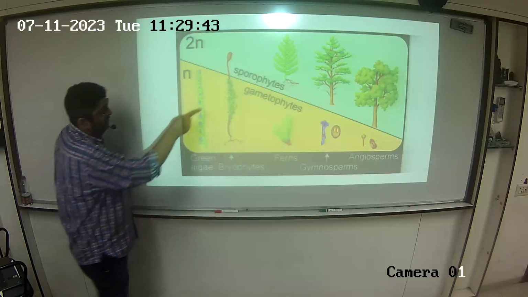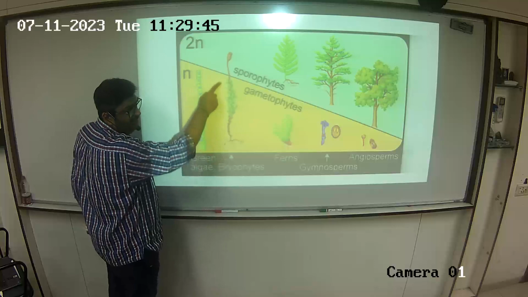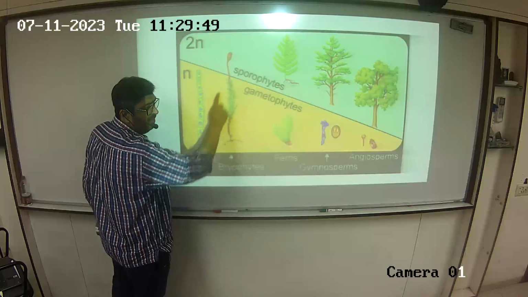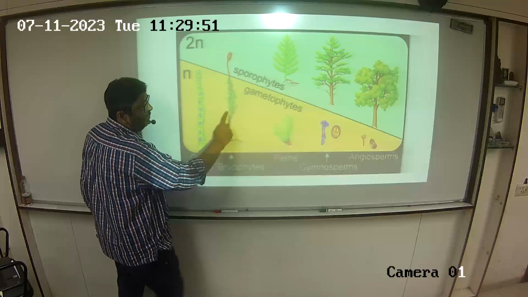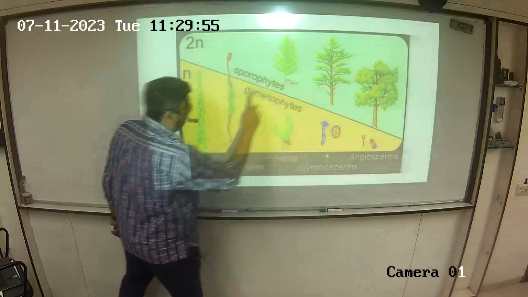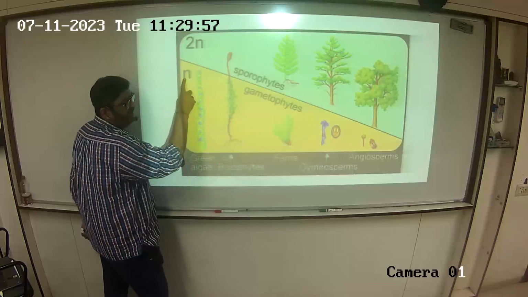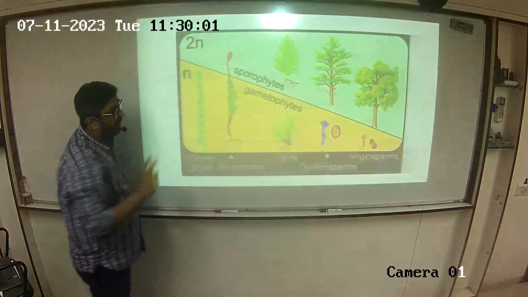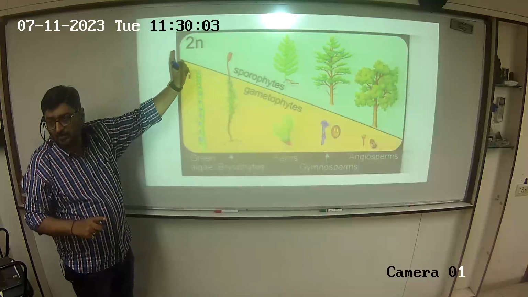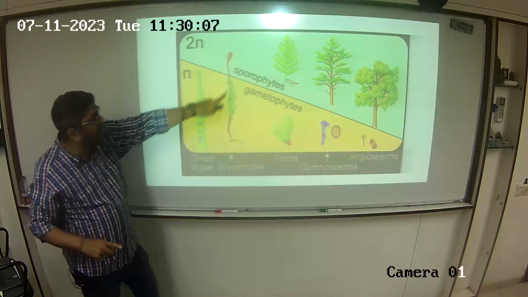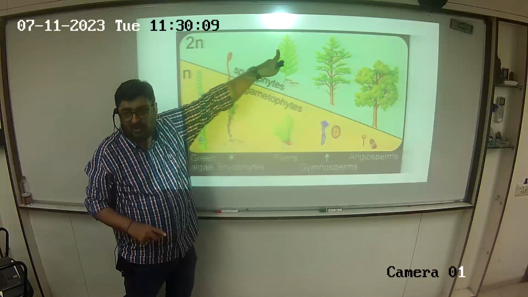So if you are given any question from this part, that will be haploid. Is this the plant body? But now when you go to Pteridophyta, this is the plant body. So plant body of a bryophyte is haploid, but plant body of a pteridophyte is diploid. So here gametophyte is a plant body, here sporophyte is a plant body.